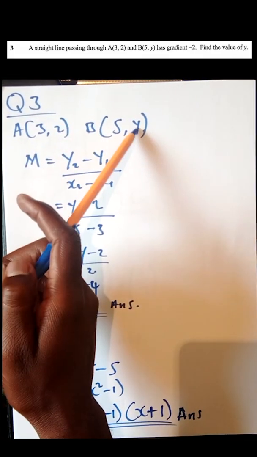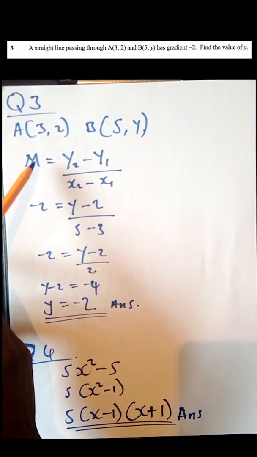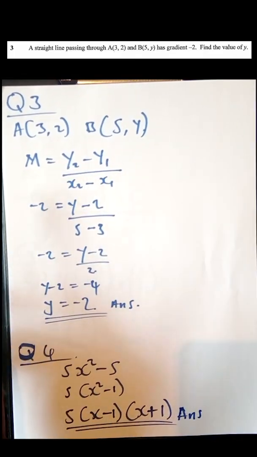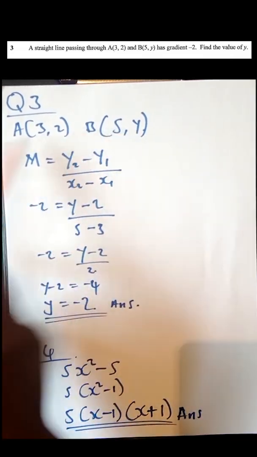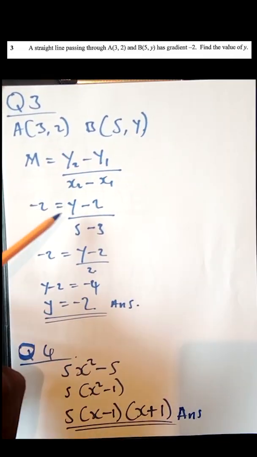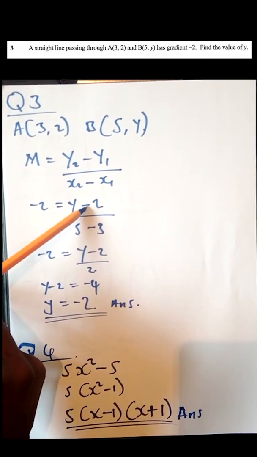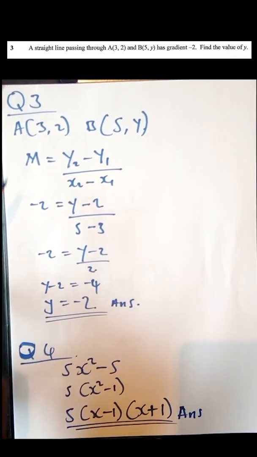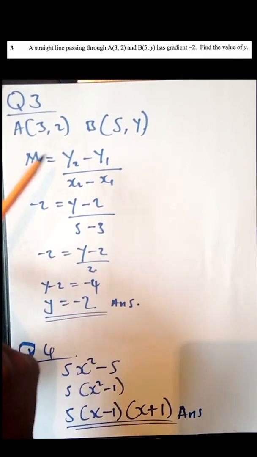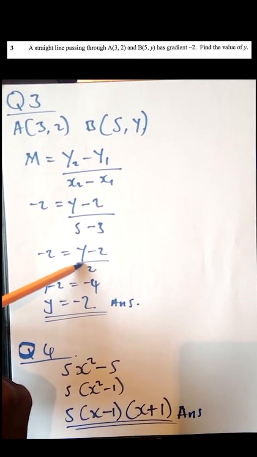So how do we find the value of y? For us to find the value of y, we have to recall the formula for calculating the gradient of a line. Gradient of a line is equal to y2 minus y1 over x2 minus x1. With the coordinates that we have, our y2 is just y, that's the y we are finding. Then our y1 is 2, so y2 minus y1. x2 is 5 and our x1 is 3, so 5 minus 3. Then our gradient, we've been given that it is negative 2. So we're going to have negative 2 is equal to y minus 2 over 5 minus 3.